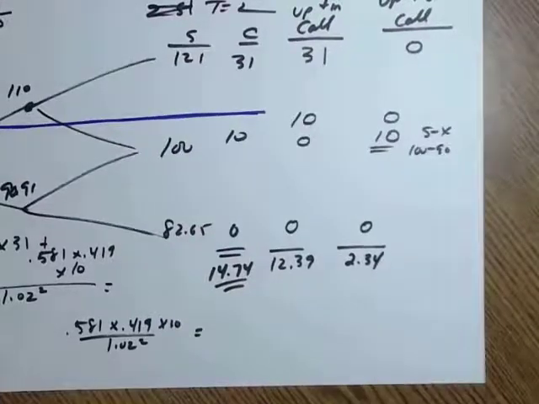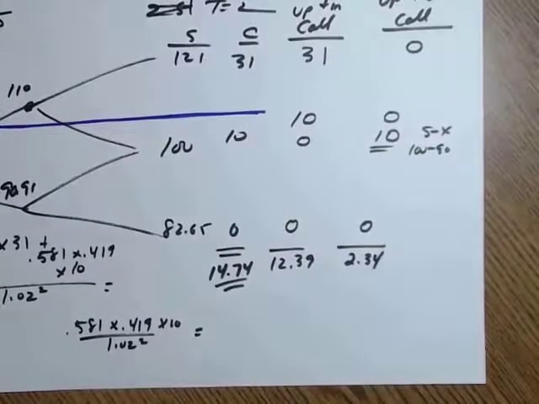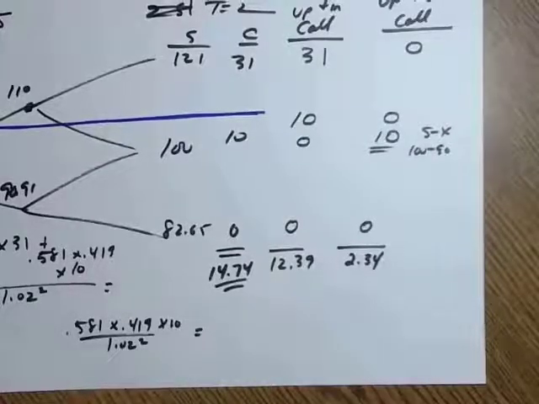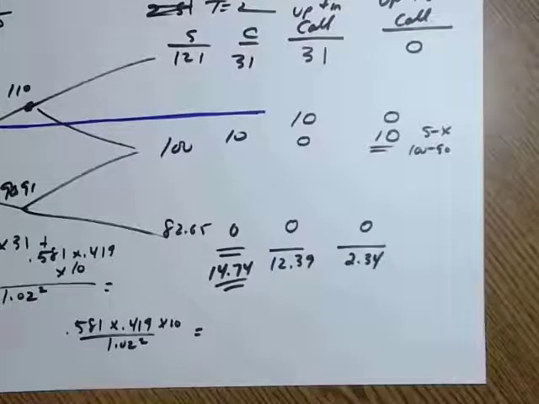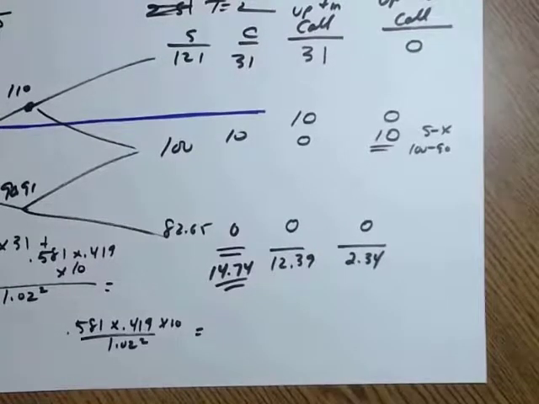$2.34. And when you add those two up, 2.34 plus the 12.39, you get $14.73, and I'm off by a penny due to rounding. So pretty cool, huh? These up and outs, an up and in plus an up and out call equals a standard call option. And there you have it.